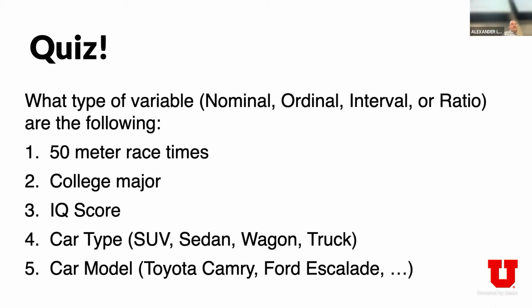The car type here, SUV, sedan, wagon, truck: nominal. We could maybe make an argument about ordinal, but I would agree with nominal for most cases, right? And the car model, Toyota Camry, Ford Escalade: nominal, correct. The other thing we could also think of here is label.